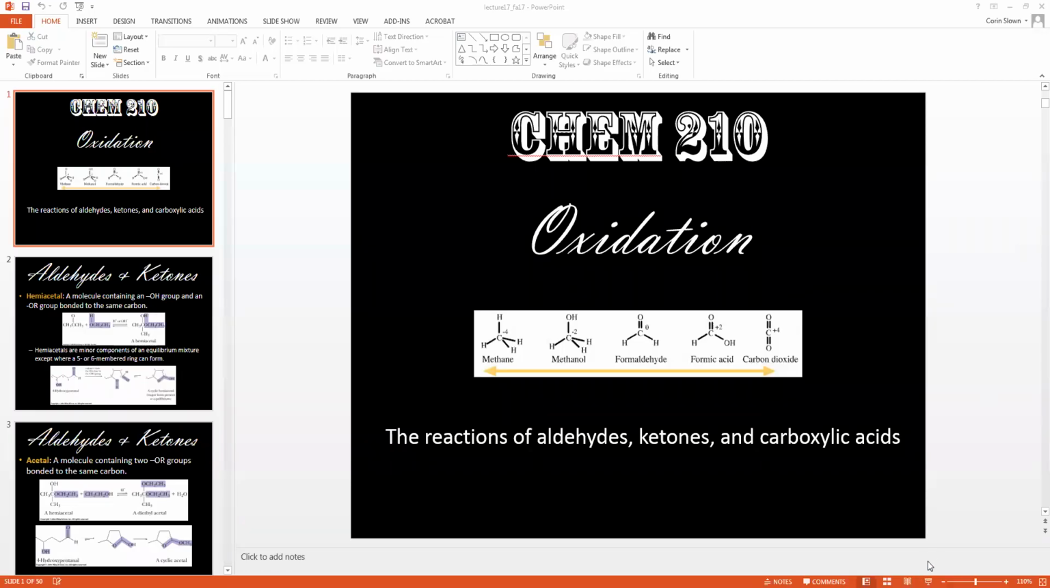So we're going to follow up our conversation about aldehydes and ketones with a little bit more detail about oxidation. We really want to start to think about aldehydes, ketones, and carboxylic acids. So we're going to think about methane, methanol, formaldehyde, formic acid, and carbon dioxide all existing on this spectrum of oxidation states specifically for carbon. Notice the -4, -2, 0, +2, and +4 oxidation states.